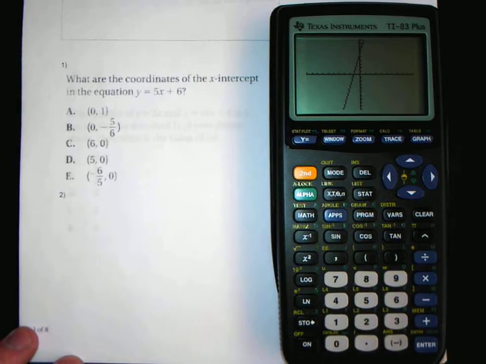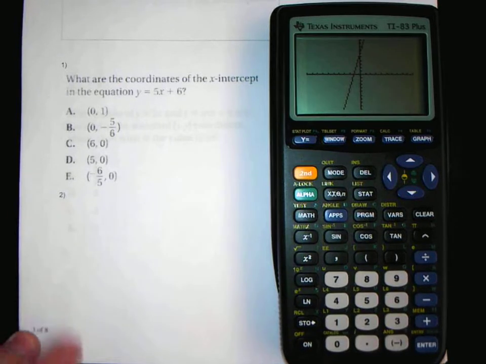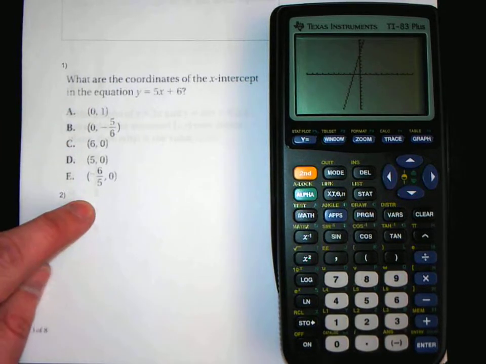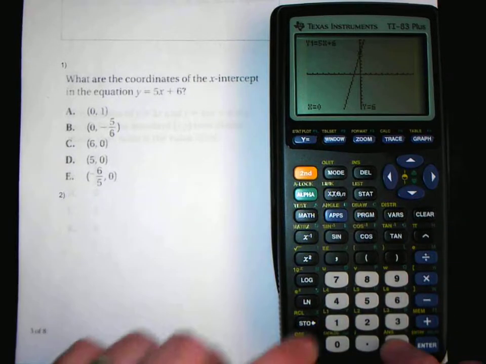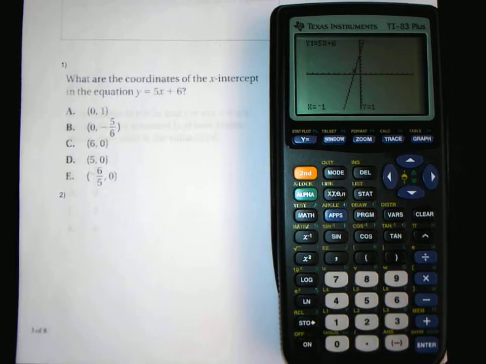Oh, I wonder what the x-intercept is. It looks like it is, what, -1? Okay, none of my answers are -1, so I guess that's not right. There's a couple functions you could do: trace, and you could guess -1, enter, and it says -1 is -1, 1, so it's not -1. So it looks like it's going to be a decimal.